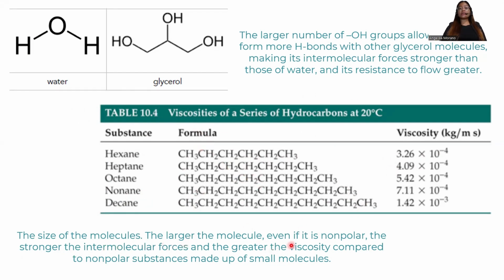So the larger the molecule, even if it is non-polar, the stronger the intermolecular forces and the greater the viscosity compared to non-polar substances made up of smaller molecules. So magkadaghan ang iyang carbon or magkadako siya na molecule, mas magka-viscous siya. Mas taas ang iyang resistance to flow. No? Negative 4 man diha, negative 3 diri. So therefore, mas dako og viscosity value si decane compared to hexane.